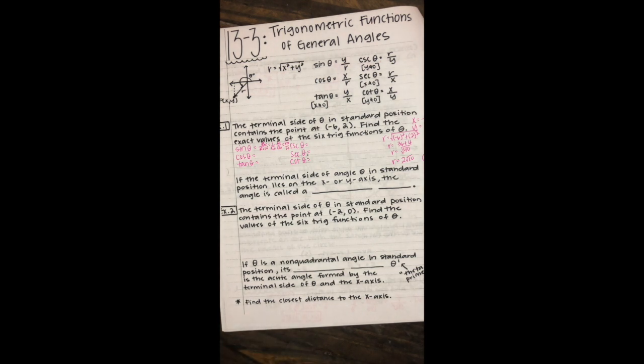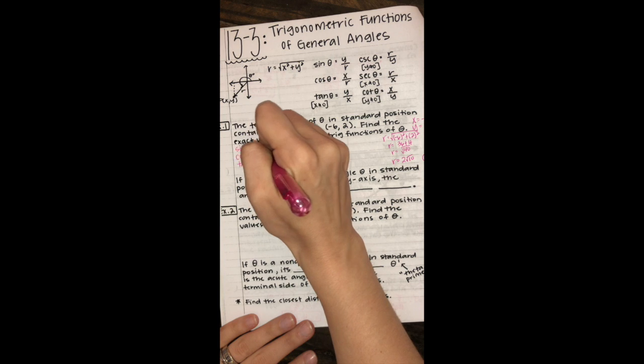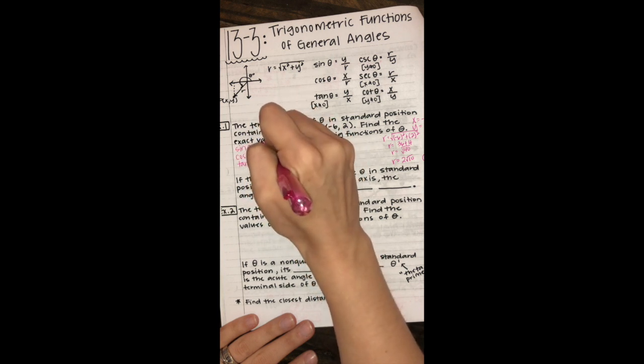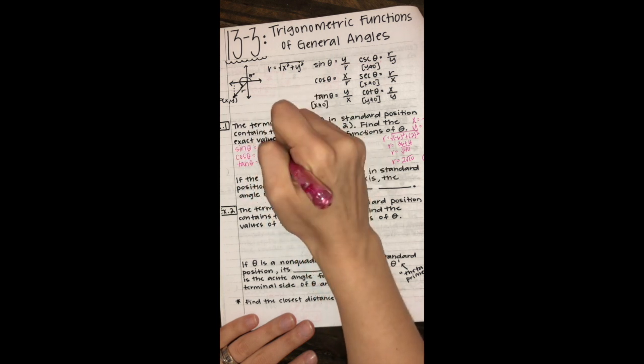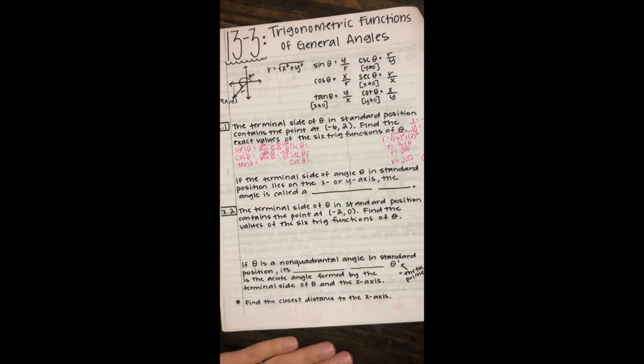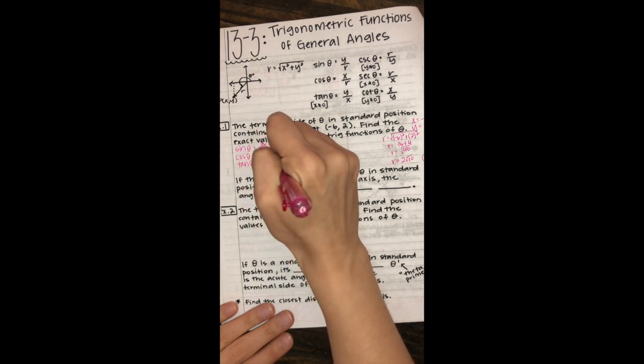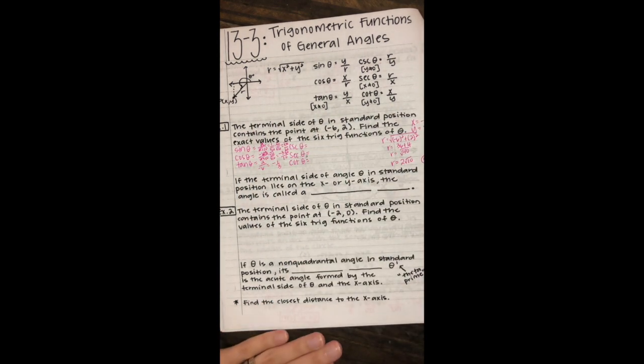Radical 10 over 10. Cosine, x over r, so it'd be -6 over 2 radical 10. 2 would cancel, that would become a 3, times radical 10 over radical 10. So we get -3 radical 10 over 10. Tan is y over x, so 2 over -6. We just reduce, that'd be -1/3.